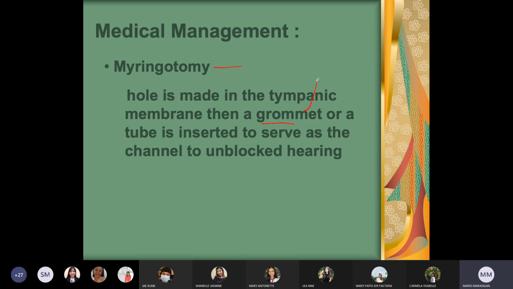The grommet is like a drain. In the hospital, you see a drain made from cut gloves. No, a grommet is different. It is like a tube. It is inserted to serve as the channel. It also keeps the tympanic membrane unblocked so the patient can hear.